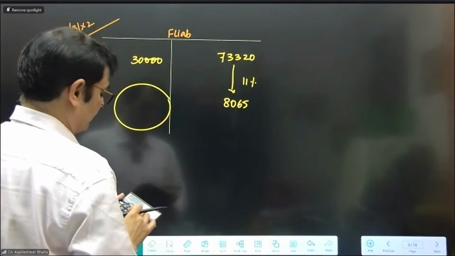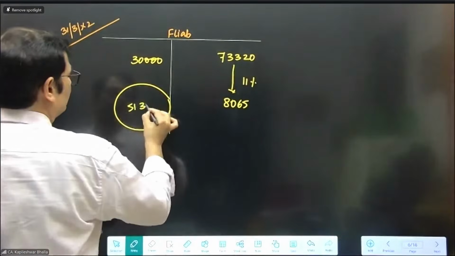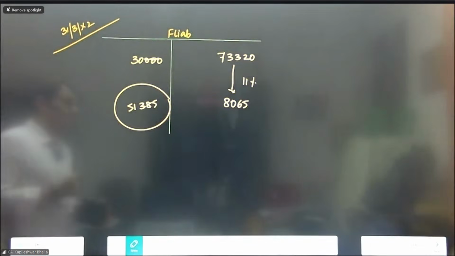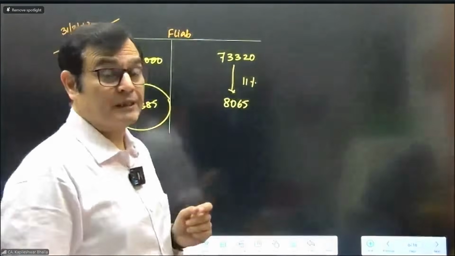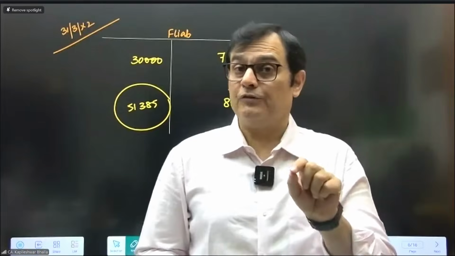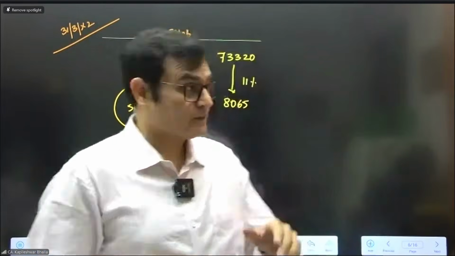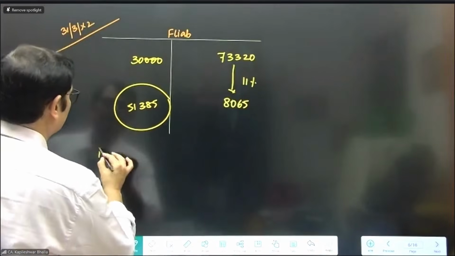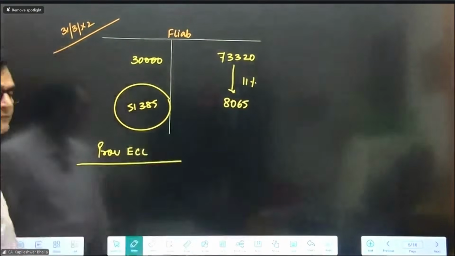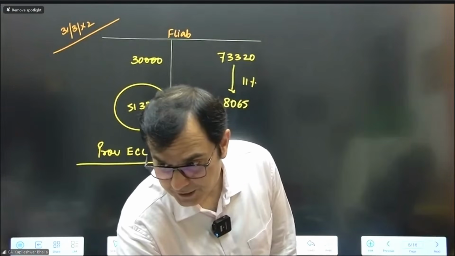73,320, 8065 minus 30, that comes to 51385. So this is the amortized value of the financial liability at the end of March X2. Now we need to consider, if a default occurs, then what is the provisioning for ECL? So let's consider what is the provision for expected credit loss. And I think for this, I'd like to go back to the question, share the data to you.